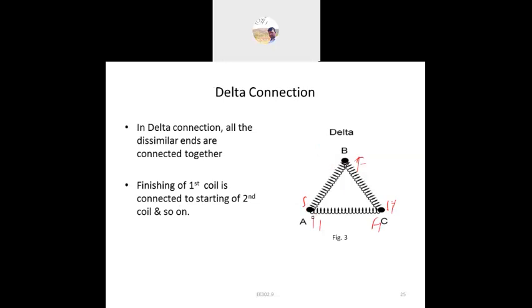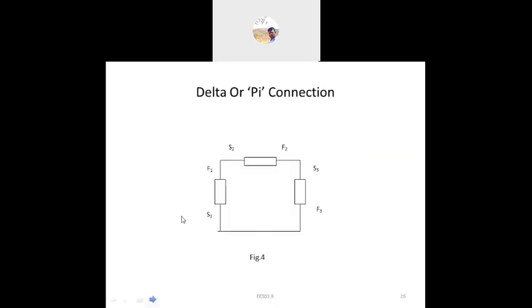Just assuming starting and finishing ends, if we observe this, the starting end is S1. Here is the finishing end and this is the starting end. Here is the second coil, which has its finishing end connected like this. If we connect the coils like this, that is the delta connection, and we can also say it is in the form of a pi connection.